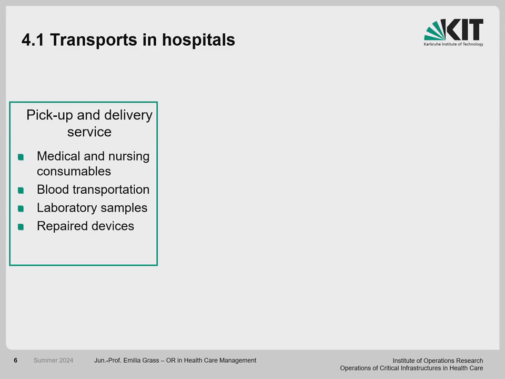So what could it be? Medical and nursing consumables, but also blood transportation. If you have the blood in a cooling room and then you need it for the surgery, that has to be transported. But also laboratory samples. If you have cancer and they take a sample of this, it has to be transported to a diagnostic ward where it is tested if it's a good one or bad one or whatever. And also, of course, repair devices have to be transported.